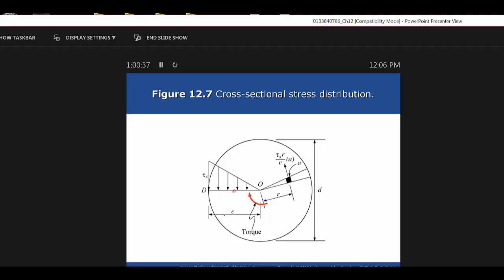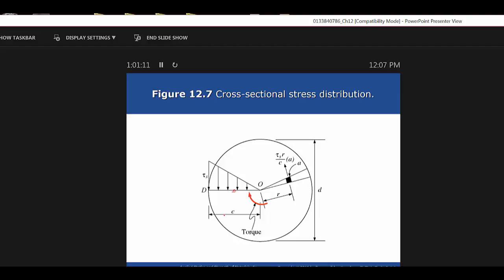So for the first one, the solid shaft, this will be pretty easy. The polar moment of inertia equals pi times the diameter, which was 150 millimeters, raised to the 4th power, divided by 32. So the polar moment of inertia is 49.7 times 10 to the 6th millimeters to the 4th. Now, continuing on, calculate the allowable torque.